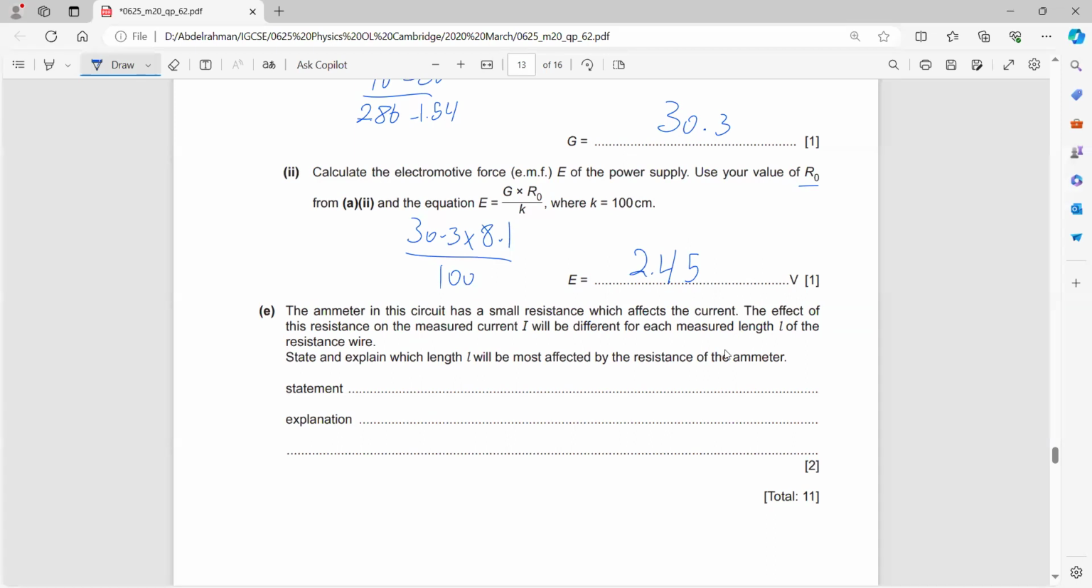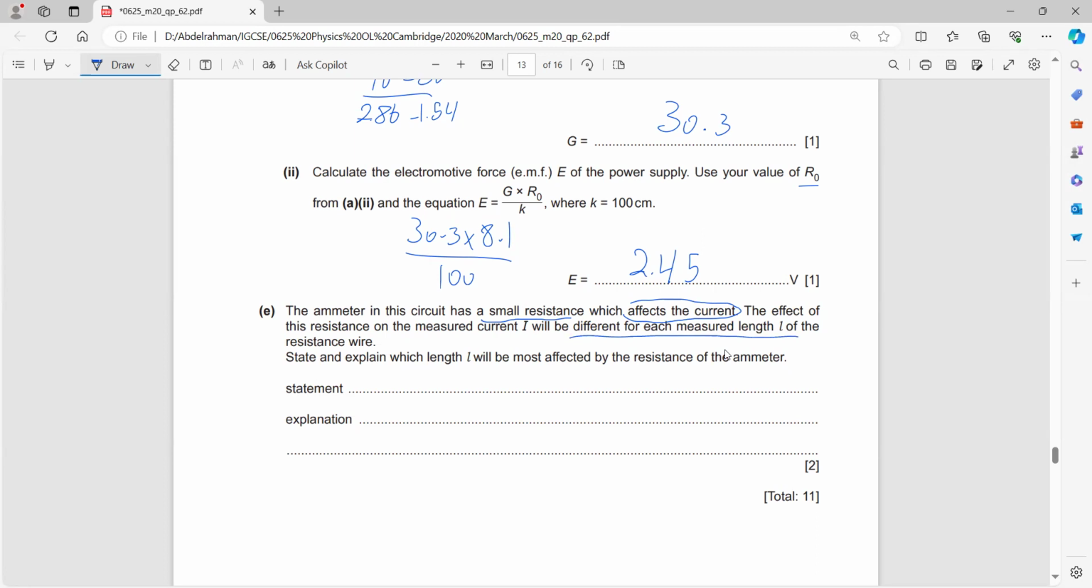Very simply, the ammeter in this circuit has a small resistance which affects the current. It does affect the current. If it does have a resistance, it might affect the current. The effect of this resistance on the measured current will be different for each measured length.